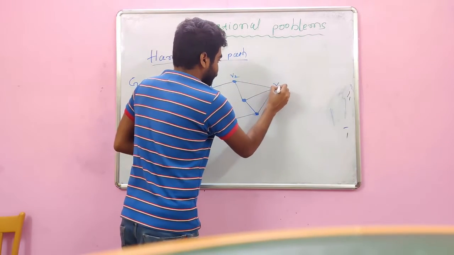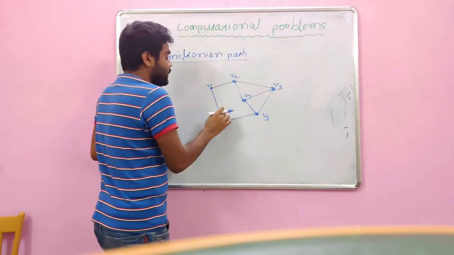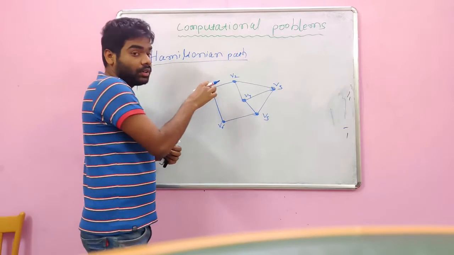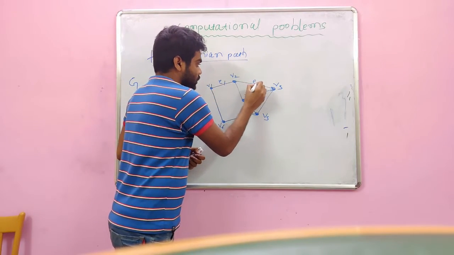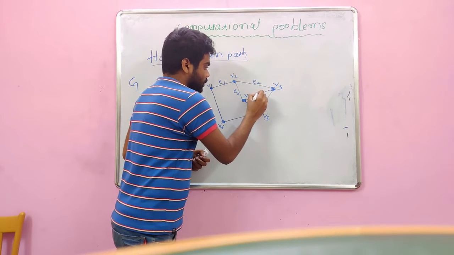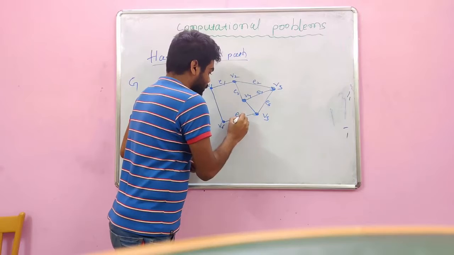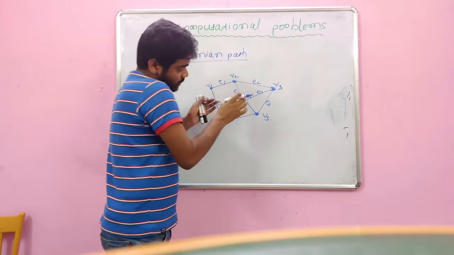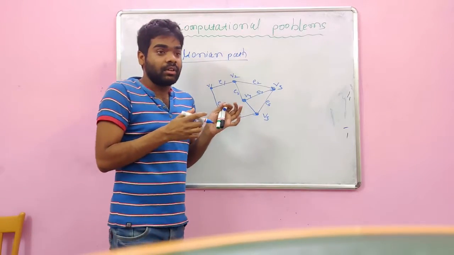V1, V2, V3, V4, V5, V6, V7, and these are called the edges. The connecting wires are called the edges. So this graph gives us a perfect example for how we can realize a computational problem.